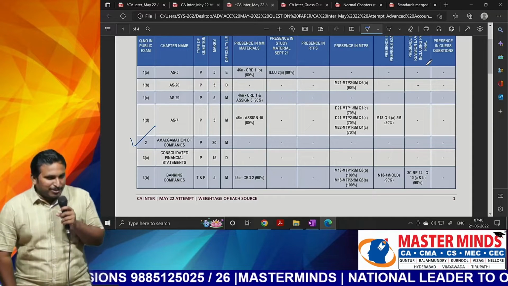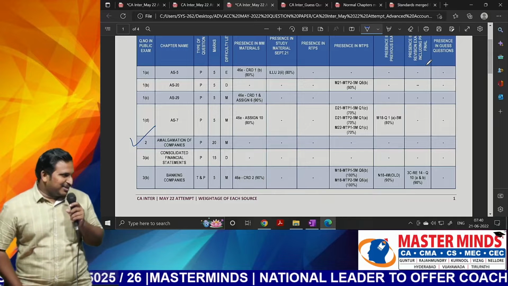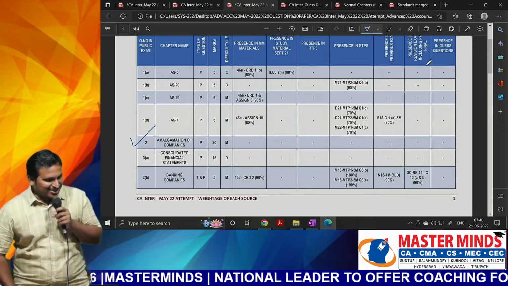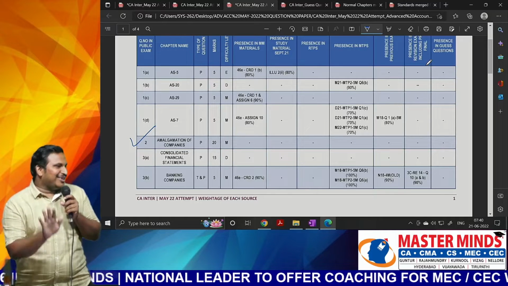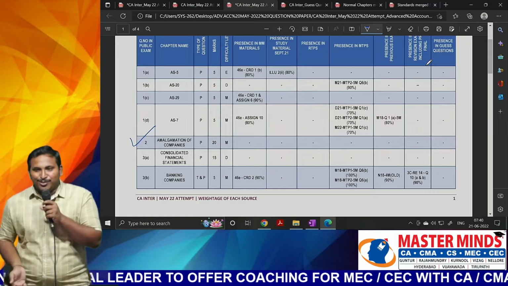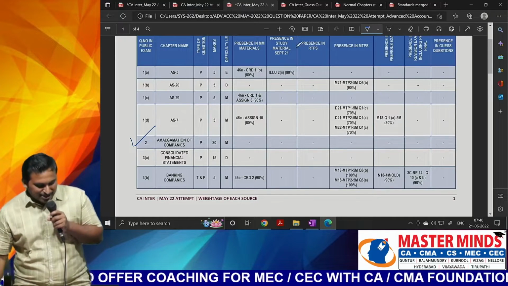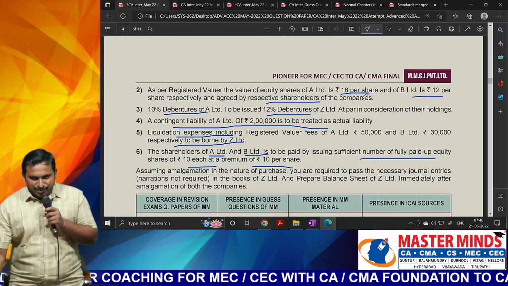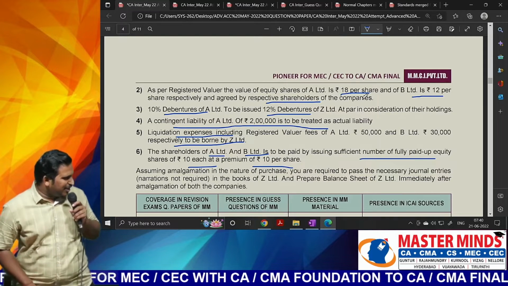Long back, I remember somewhere in 2008, such a question was given in the CA examination. But conceptually, even today, it was within the boundaries only. It was not outside the boundary or out of the book. Conceptually, within the syllabus, you are able to compute purchase consideration. The rest of the question is very, very simple.